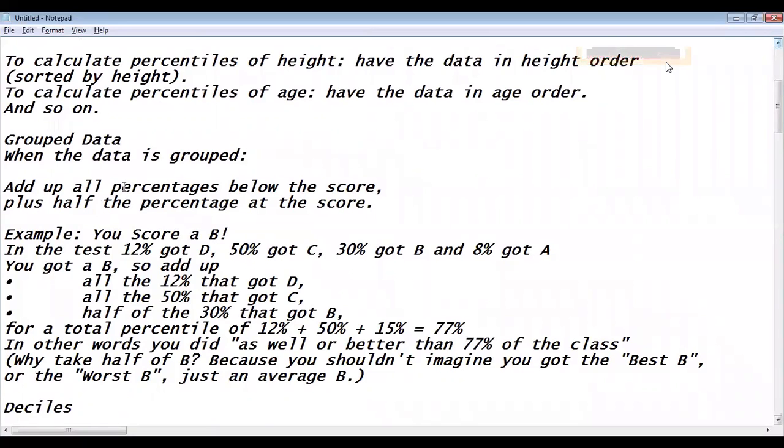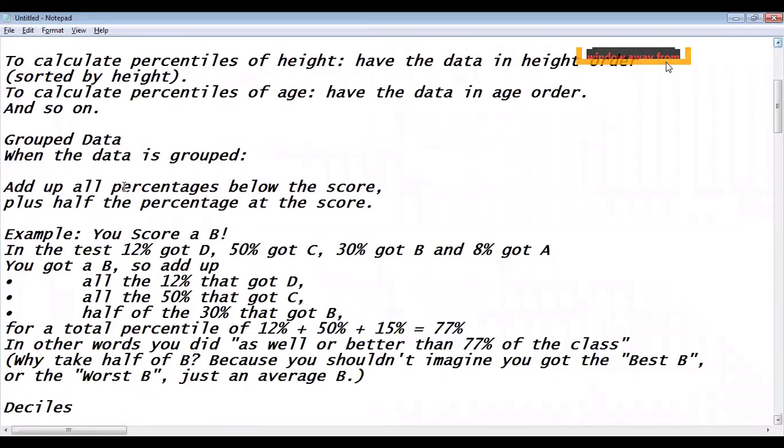So add up all the percentages below the score. So who has scored below the B grade, you must add all those things. So you must add 12 and 50. So 12 plus 50 will make it 62, correct? Plus half of the percentage at the score.